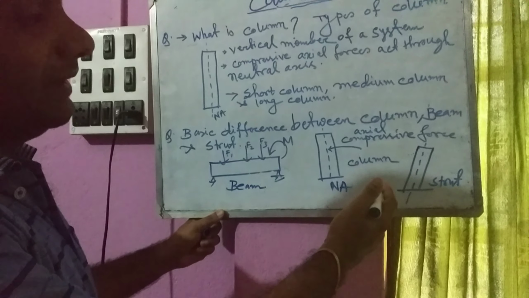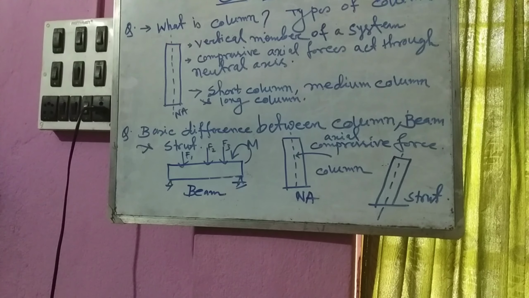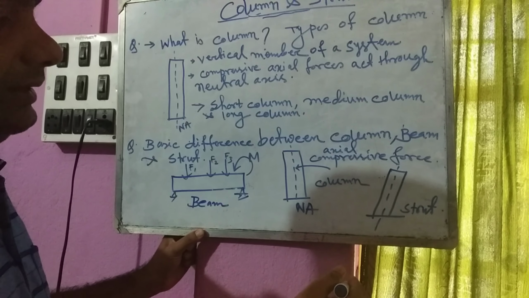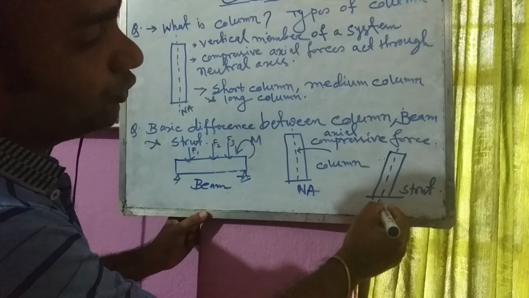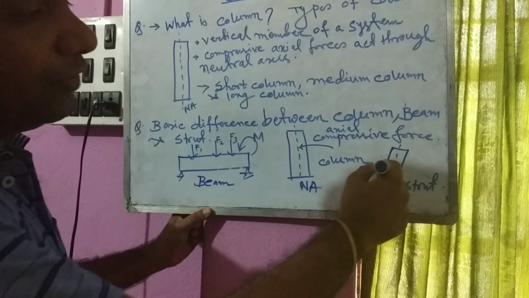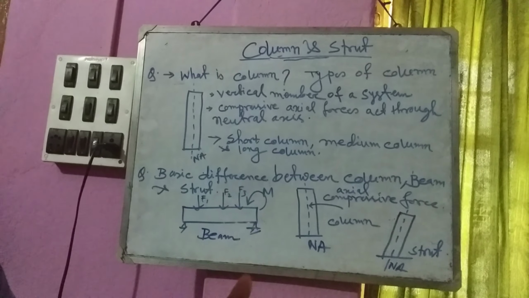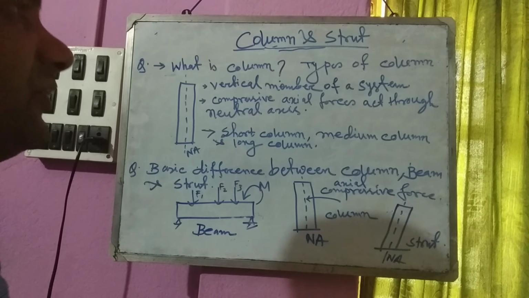Another thing is strut. A strut is a member or part of a system that is inclined or semi-vertical, but an axial compressive force also acts through its neutral axis. So the first question that comes to us is what is a column and what is a strut, and now I will explain the various types of column.